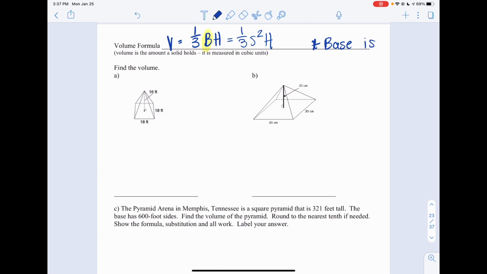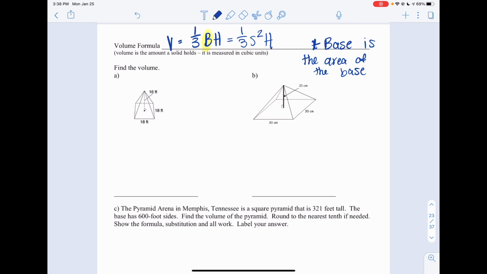The B, and you can put a side note on that, is just base is the area of the base. So like I've said before, when you are looking for B, you're just looking for the area of the base. So that will change as your pyramid changes as well.